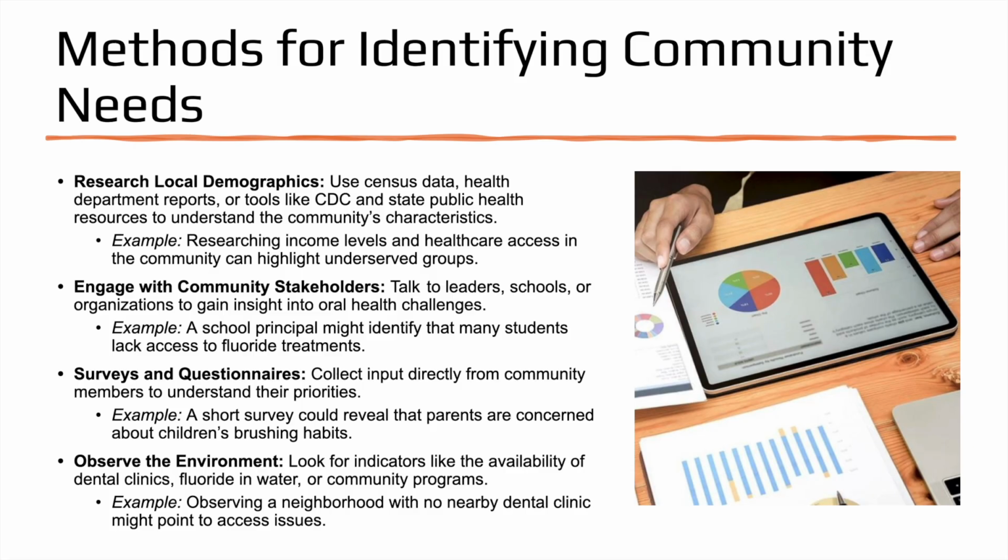We can look at local demographics, using things like census data, health department records, and CDC and state public health resources. These can help us understand the specific characteristics of a community. Researching income levels and what the healthcare access is in the community can help direct us to which populations might be underserved. Engage with community stakeholders.